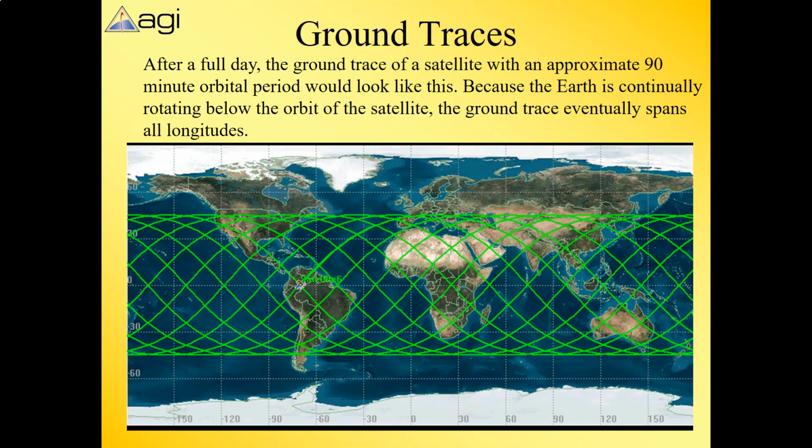This is a ground trace. After a full day, the ground trace of a satellite with an approximate 90-minute orbital period would look like this. The Earth is continually rotating below the orbit of the satellite. The ground trace eventually spans all longitudes. Here's 0, or the equator.